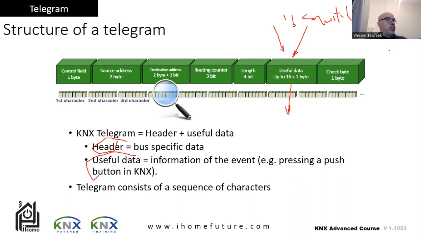Good. So let's say this is not a 1 bit. If you recall our basic course, we had from 1 bit until 14 bytes. 14 bytes was for the text telegram, when I have a text message. And from 1 bit to 14 bytes, I have useful data in the middle. We have relative dimming for 4 bits. For a sensor sending data, it might be 2 bytes, and from 1 bit until 14 bytes, you can get it back from the basic course. So the telegram consists of a sequence of characters, which is a header and the useful data.